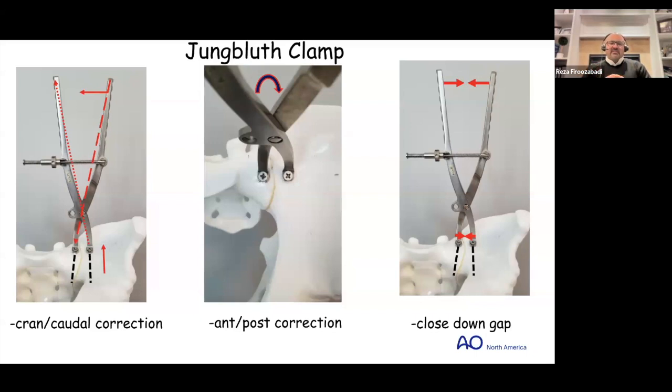The sequence I like to use is first correct my craniocaudal correction by leaning on one side of that Jungbluth clamp, which lifts up the opposite side or pushes down that side, depending on which way you lean into it. Then I like to correct my anterior posterior deformity. And then the last thing I'll do is close down that gap. And I do position some 3-2 wires out of the way of where my screws are going to be to kind of hold that reduction once I get it to where I want it to go.